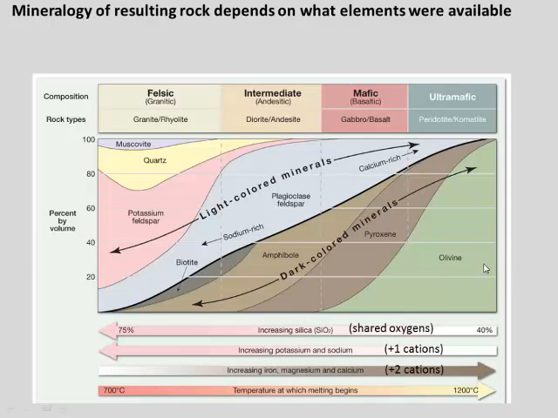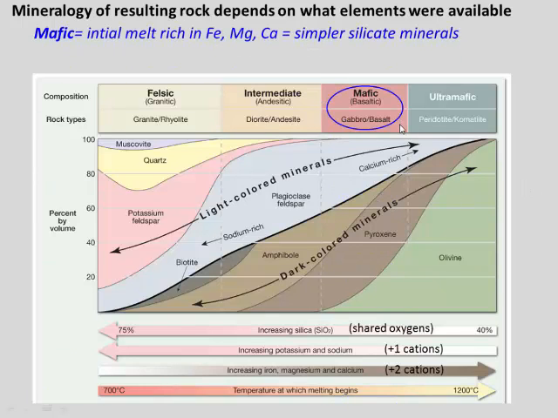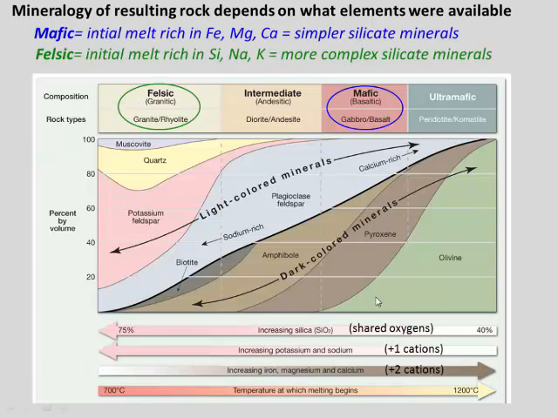So let's just quickly sum this up on our old friend, the igneous rock diagram. We might end up with a mafic rock like a basalt if the melt is rich in iron, magnesium, and calcium. And that's going to be made of simpler silicate minerals like plagioclase, pyroxene, and olivine. But if we didn't have any iron, magnesium, calcium, we'll be left with something more like a felsic rock. It might be rich in silica, sodium, and potassium. And we can see that down here.